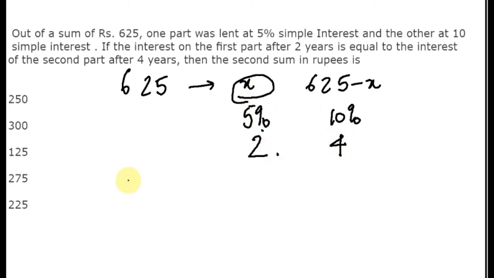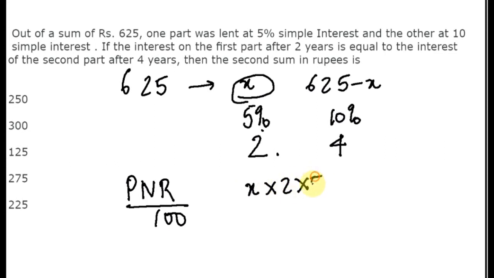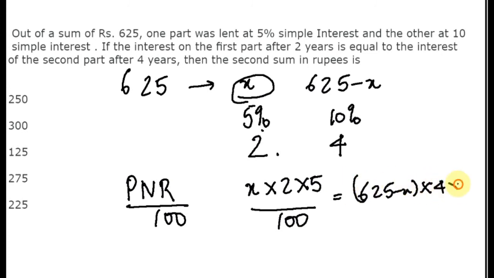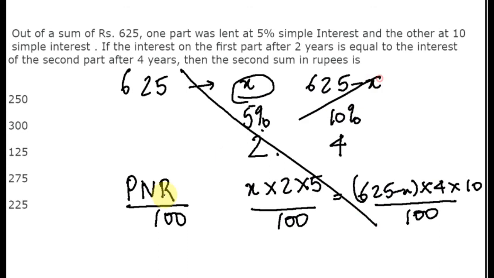What you'll do is, you'll use the formula PNR by 100 and equate both the values. So here in the first case, you'll get x into N is 2 years into 5% by 100 is equal to, out there you have 625 minus x, and you have N as 4 years, into 10% upon 100. And then you'll solve for this. You'll solve for x and you'll get the value of x, and then you can find the value of 625 minus x. However, in CET, you can never afford to solve the question in this fashion.